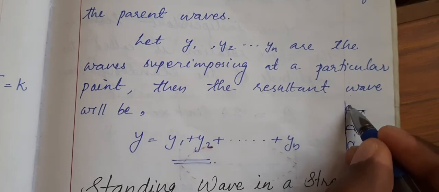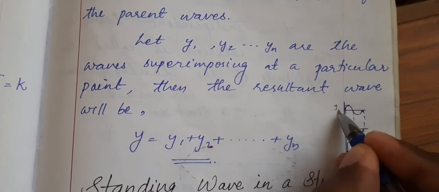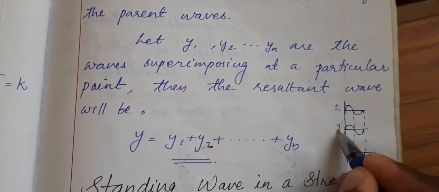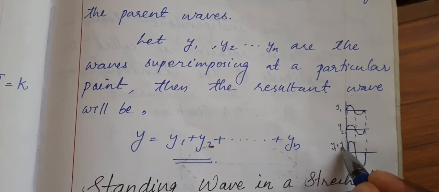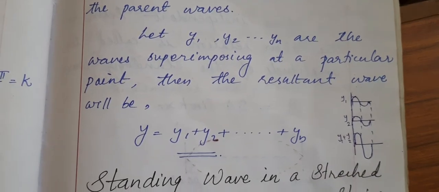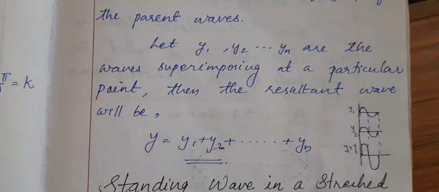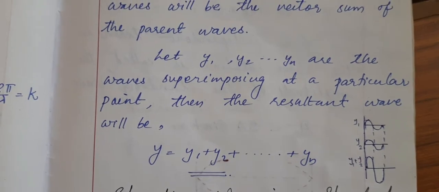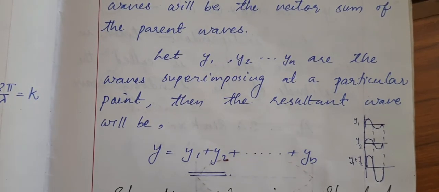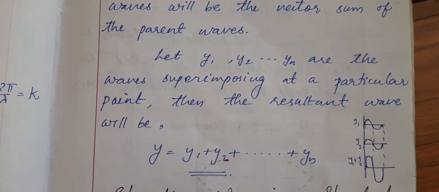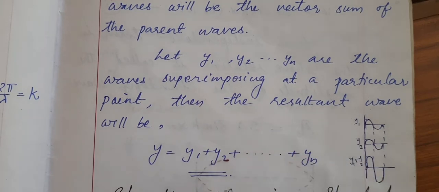Suppose this wave has a displacement y1 and this wave has a displacement y2. The resultant will have a displacement equal to y1 plus y2. This is the idea of the principle of superposition: the wave generated after mixing of two or more waves will have a resultant displacement as the vector sum of their parent waves.